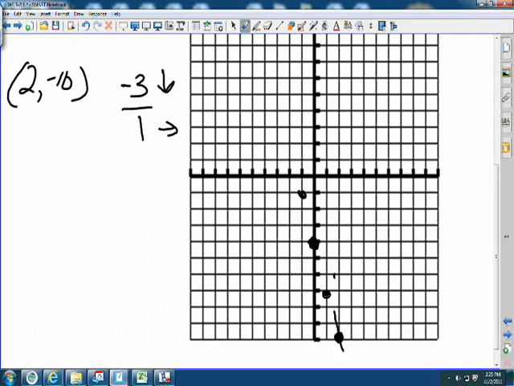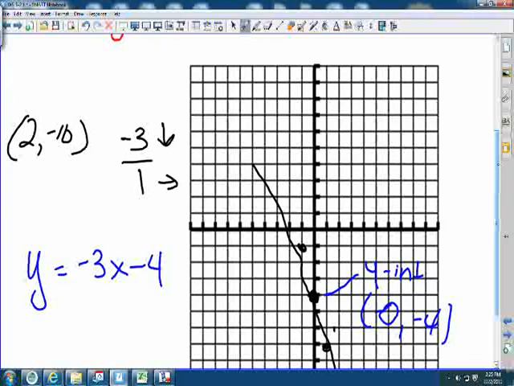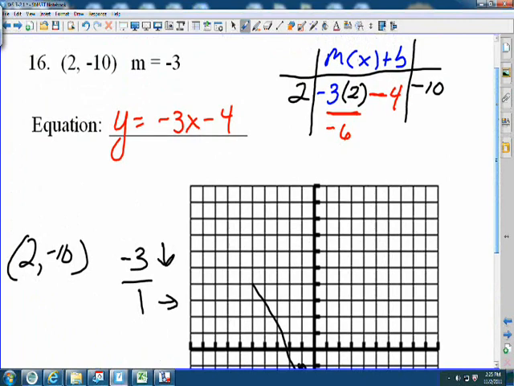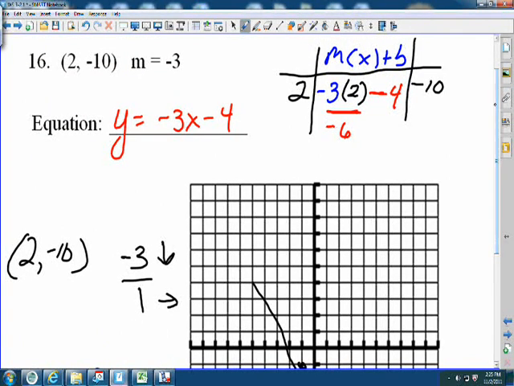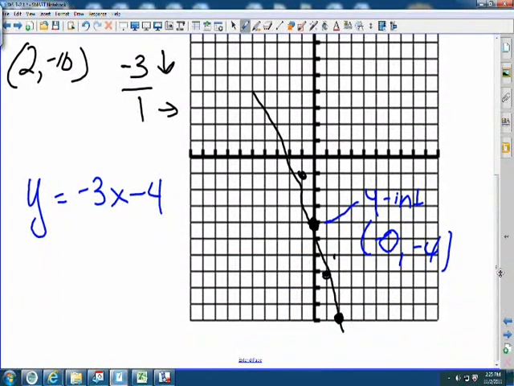Look, right here, there's my line, kind of drawing it crazy. But the point is, here's my y-intercept right here. And what is that number? That is 0, negative 4. So now if I have my slope, I can write my equation, negative 3x minus 4, which is exactly the same equation we got up there by putting it in a table. So you can actually find your equation from a table or from a graph, whichever is easier for you.